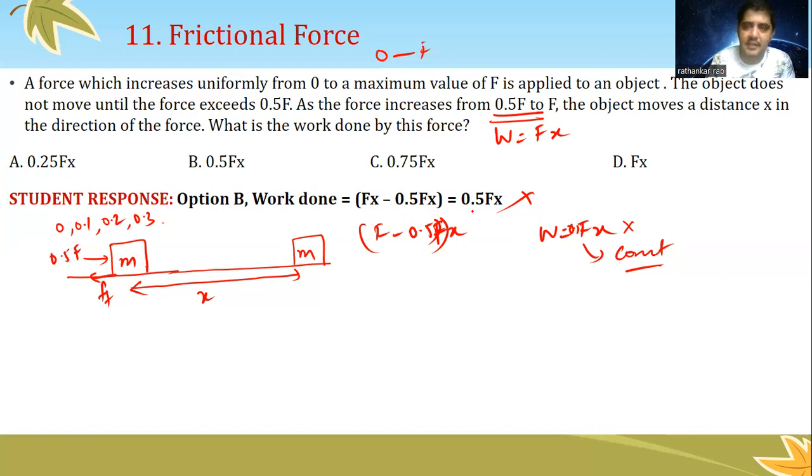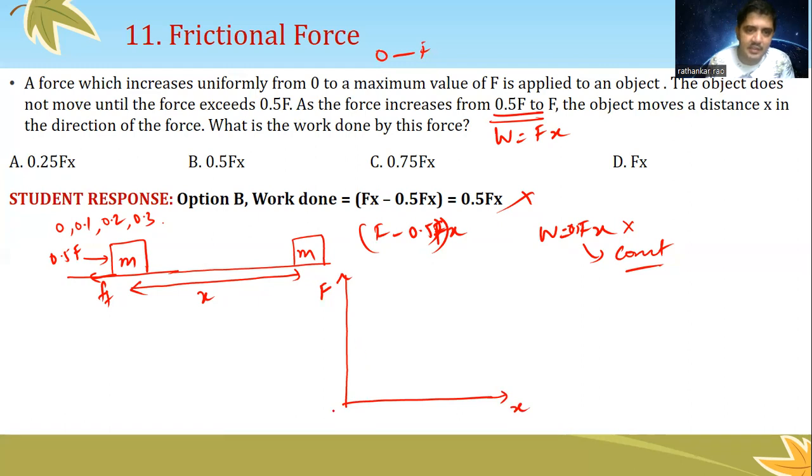One is the method of integration. The other one is the method of graphical analysis. And I always feel graphical analysis is easier than integration. Now let us do the graphical part. This is my axis. Let us say this is the force axis and this is my displacement axis.